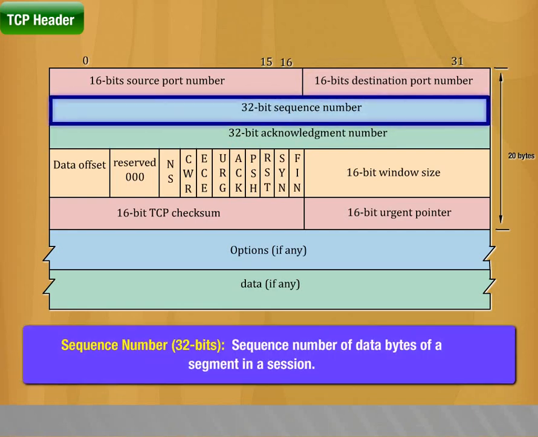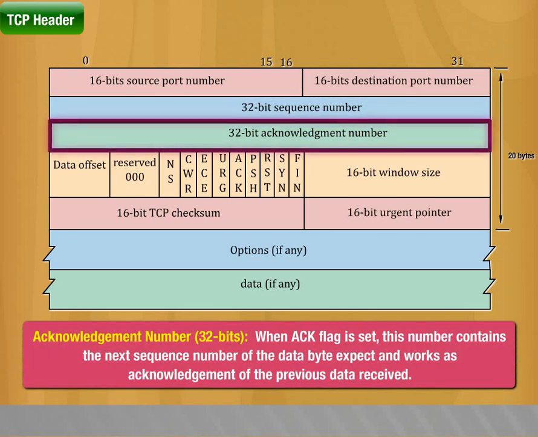Sequence number, 32 bits. Sequence number of data bytes of a segment in a session. Acknowledgement number, 32 bits. When the ACK flag is set, this number contains the next sequence number of the data byte expected and works as acknowledgement of the previous data received.